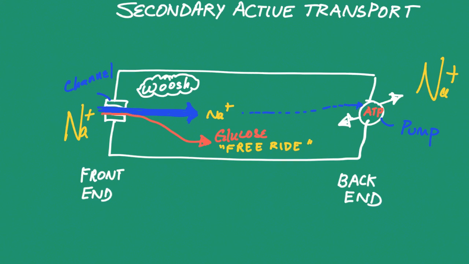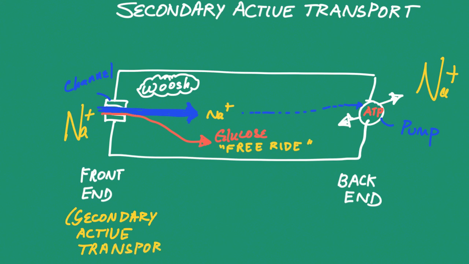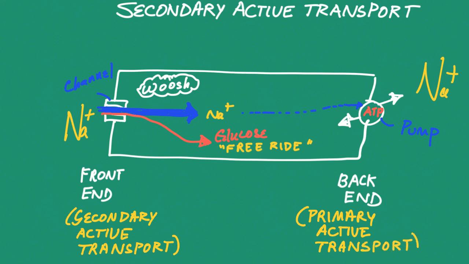So in order to fix that, sodium needs to be pumped out of the cell, and that is why you have a pump at the back end. So the secondary active transport that happens in the front end of the cell is dependent on the primary active transport that occurs at the back end of the cell. So you're continuously pumping out sodium so that you will always maintain the very high gradient of sodium from outside to inside the cell, and that makes the movement of glucose possible as well.